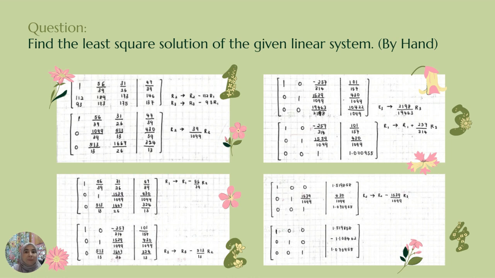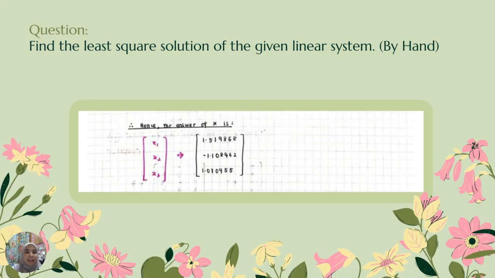RREF method. Here are the following steps to get the RREF matrix, which is 1, 0, 0, 0, 1, 0, 0, 0, 1. And the last step is the answer of A. After all the RREF is done, we can determine the least square solution for the values of x1, x2, and x3. I think that's all for me. Thank you.